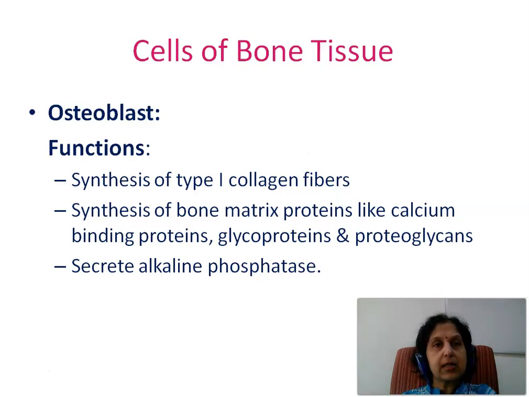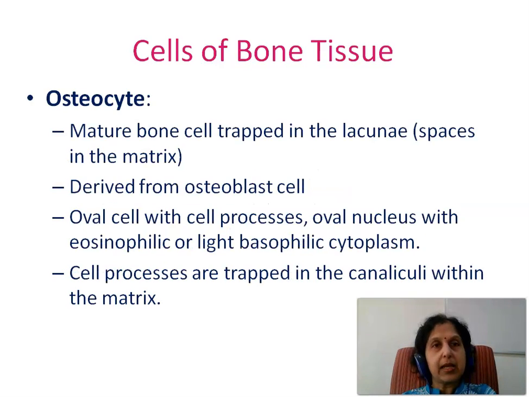The osteoblast cells help in synthesis of type 1 collagen fibers, synthesis of bone matrix proteins like calcium binding proteins, glycoproteins, and proteoglycans, and they secrete alkaline phosphatase. The next bone cell is the osteocyte. This is the mature bone cell trapped in the lacunae or spaces in the bone matrix. They are derived from the osteoblast cell.